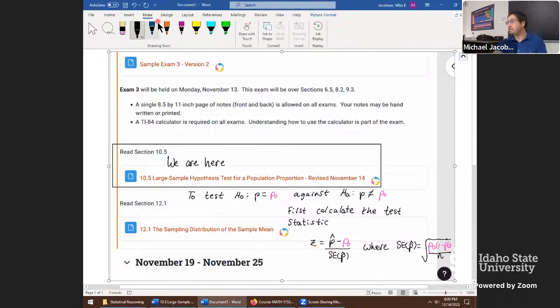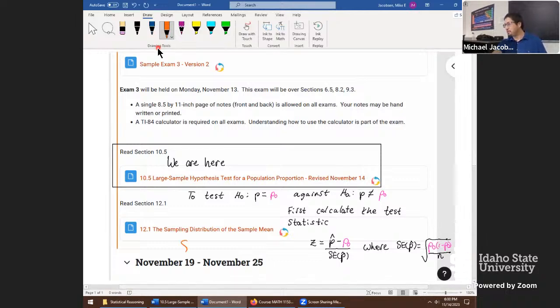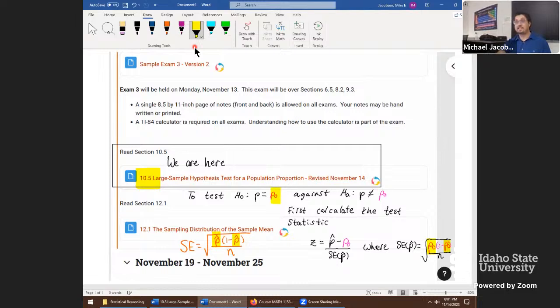When we were in section 9.3, we were doing a confidence interval. And for the confidence interval, your standard error is square root of p hat times 1 minus p hat divided by the sample size n. And this gets really dangerous because for our current problems in section 10.5, we will have a p hat value. We need that, but p hat does not go here. The value we actually throw in comes directly from the null hypothesis.